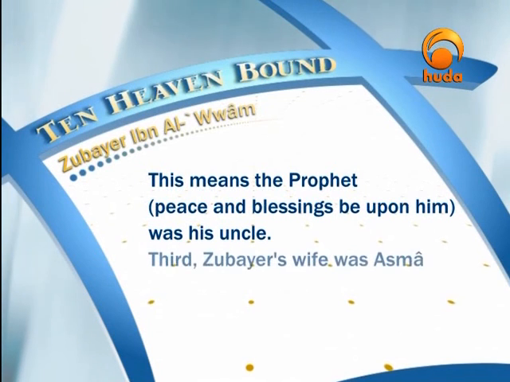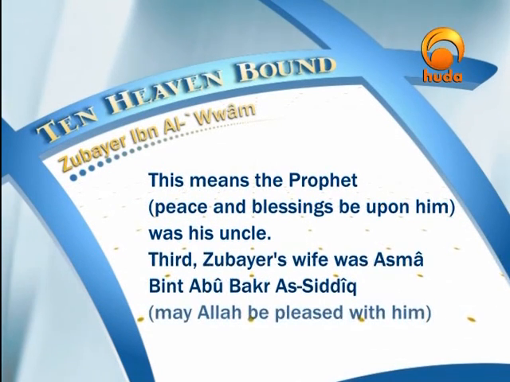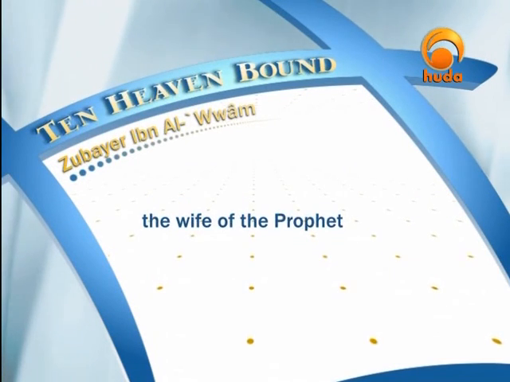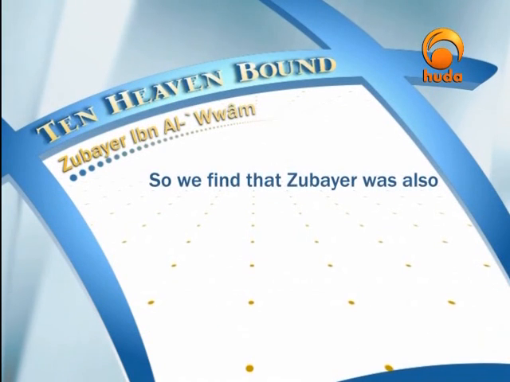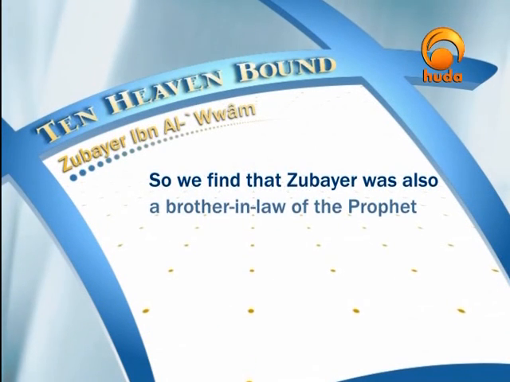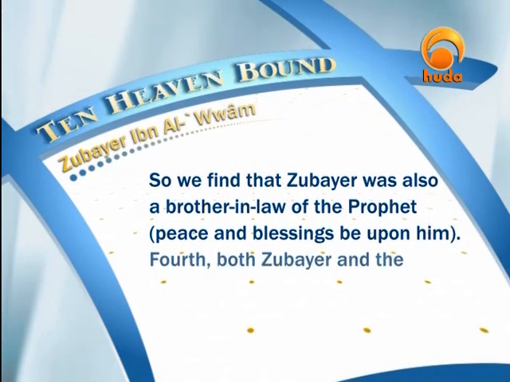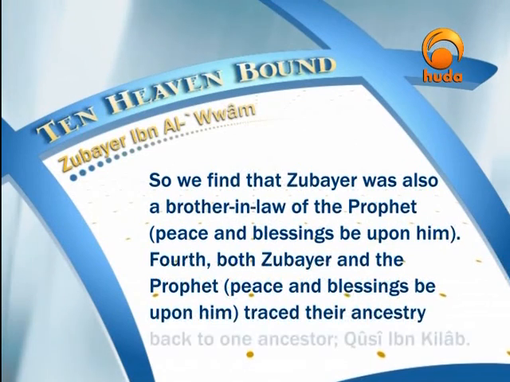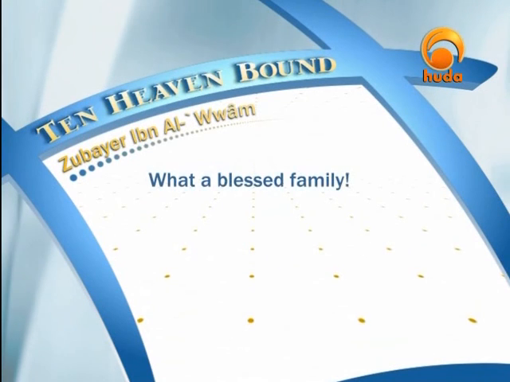Third, Zubair's wife was Asma bint Abu Bakr as-Siddiq, may Allah be pleased with him, and the elder sister of Aisha, the wife of the Prophet, peace and blessings be upon him. So, we find that Zubair was also a brother-in-law of the Prophet, peace and blessings be upon him. Fourth, both Zubair and the Prophet, peace and blessings be upon him, traced their ancestry back to one ancestor, Qusay ibn al-Kilab. What a blessed family.